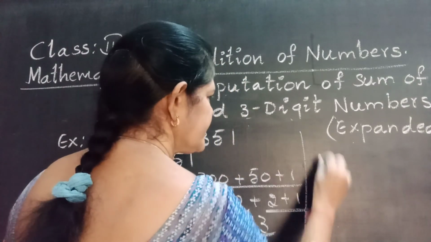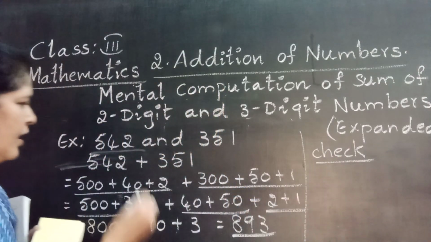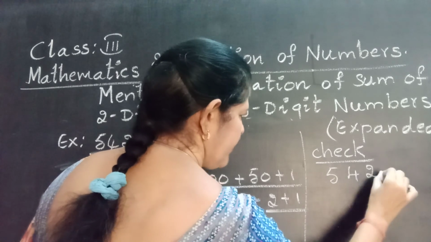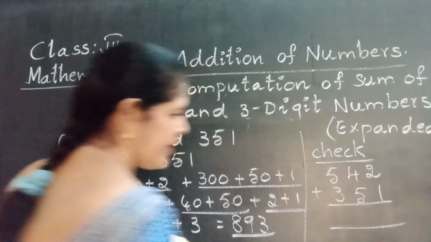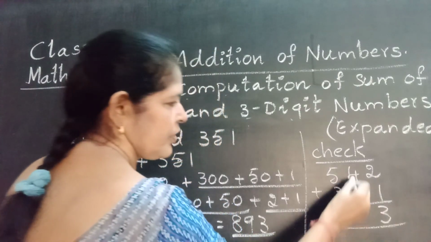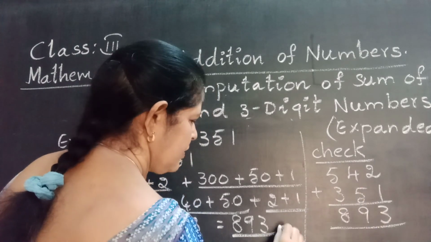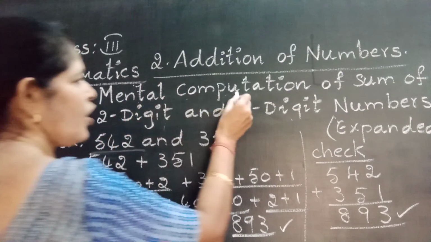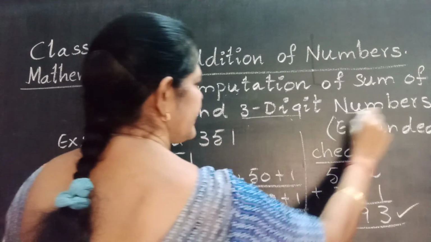Checking: is our answer correct or wrong? Our process is to take the two numbers, 542 plus 351, and write the given numbers vertically. Adding ones, 2 plus 1, 3. 4 plus 5, 9. 5 plus 3, 8. Our process is correct.